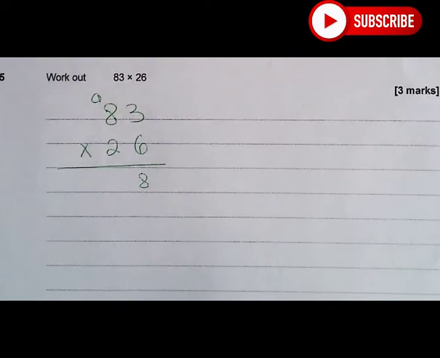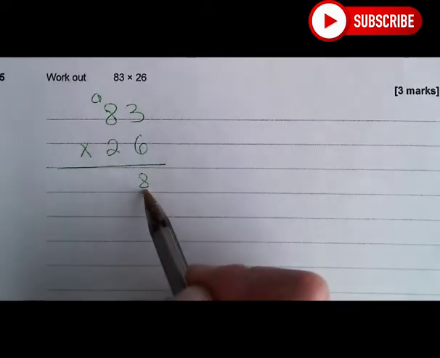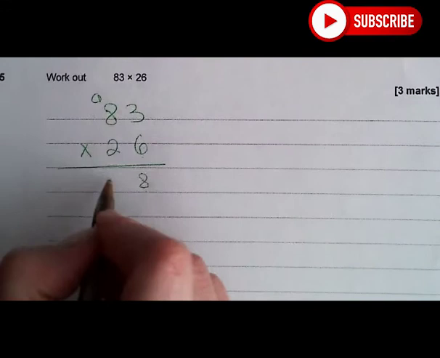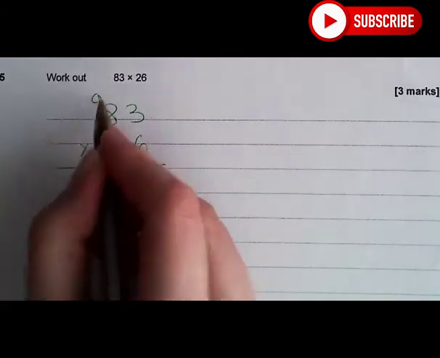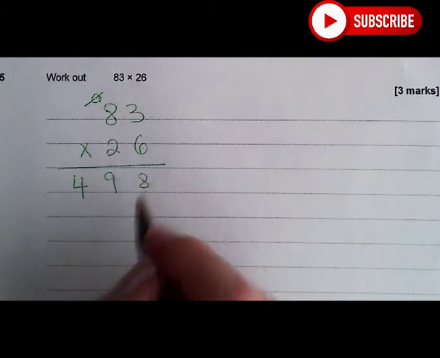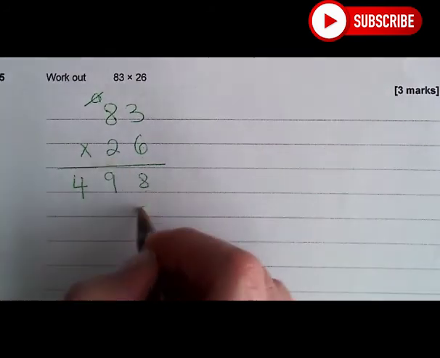This question is a non-calculator paper, so we're going to multiply normally. 6 multiplied by 3 equals 18, so we put the 8 down and we carry 1. 6 times 8 is 48, plus 1 equals 49. We're going to scratch this one. Now we're going to multiply the 2 by 83. Because the 2 stands for 20, we are going to add a 0.